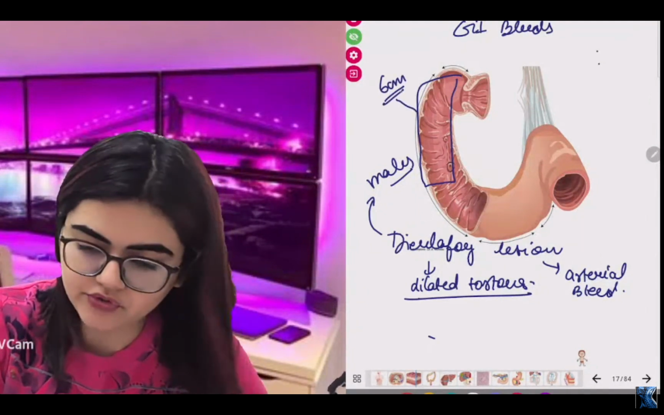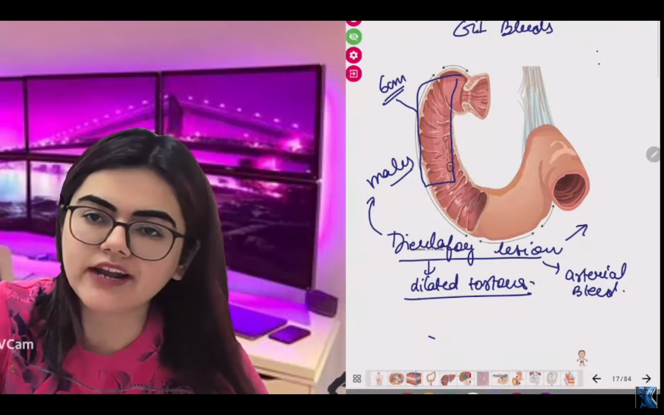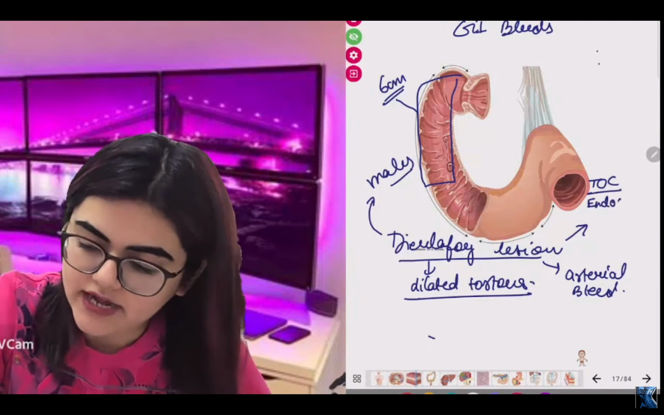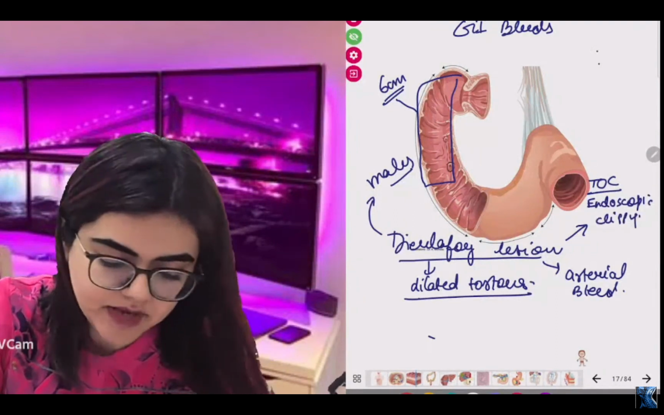Okay, what is the treatment of choice for Dieulafoy's lesion? Try to actively recall the treatment of choice. So the treatment of choice for Dieulafoy's lesion is actually your endoscopic clipping or endoscopic coagulation with argon plasma coagulation.